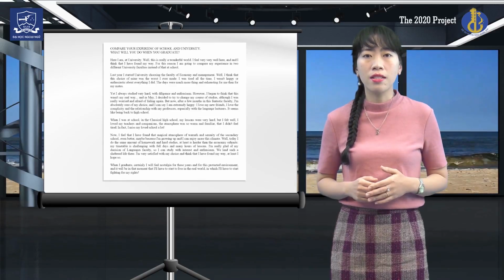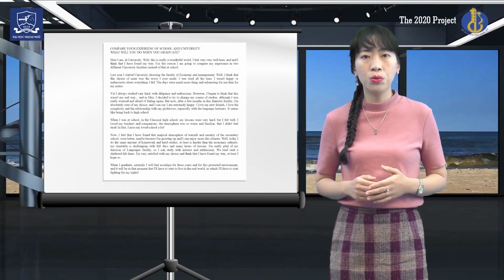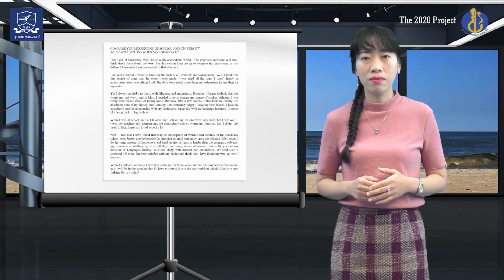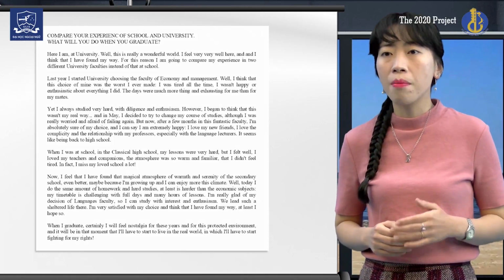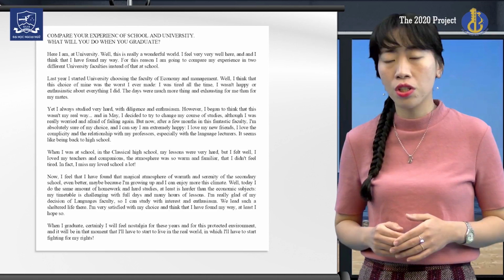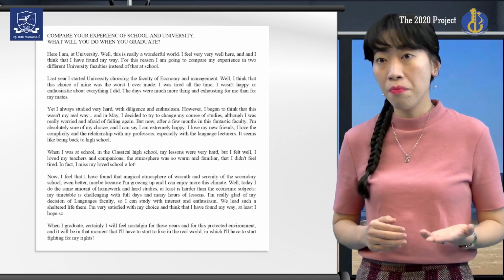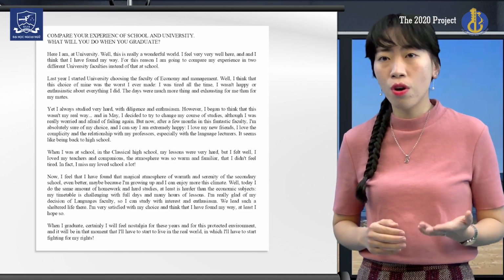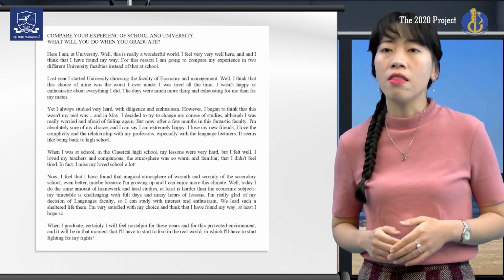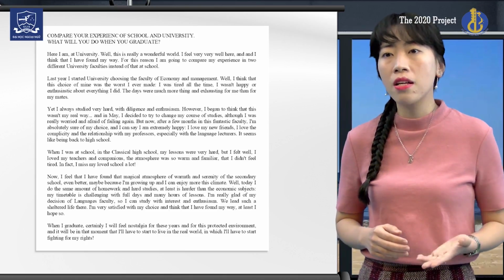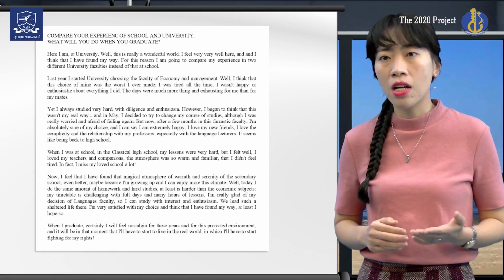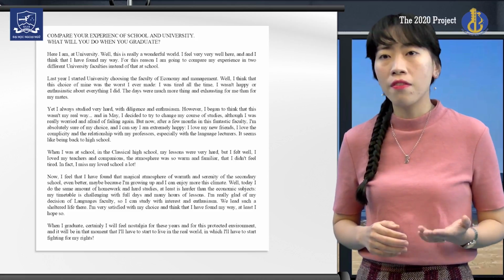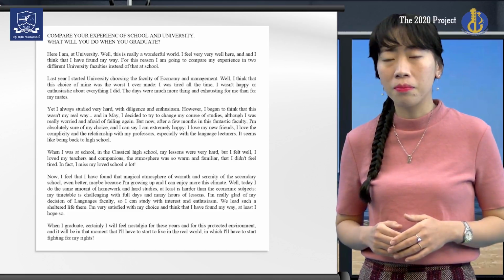The last example is an essay that compares between experience that the student had at school and that at university. The structures are mostly simple, but the writer can use more varied structures, such as the worst I ever made, the days were much more exhausting for me than for my mates, the atmosphere was so warm and familiar that I didn't feel tired. It won't be in that moment that I have to start to live in the real world, in which I have to start fighting for my rights.